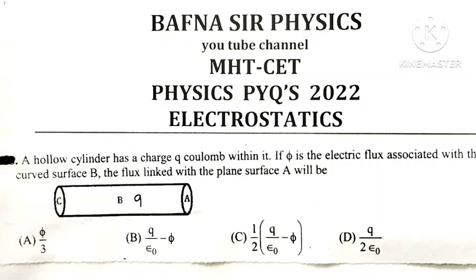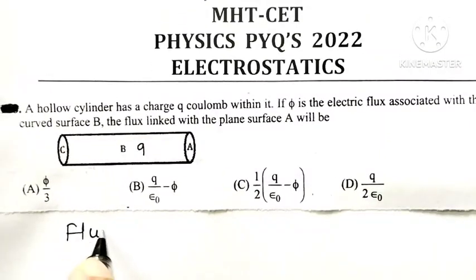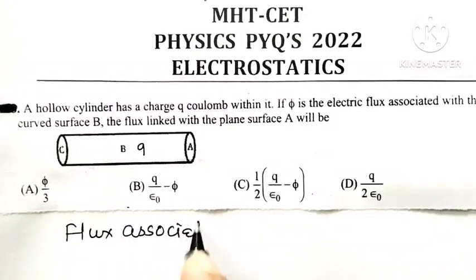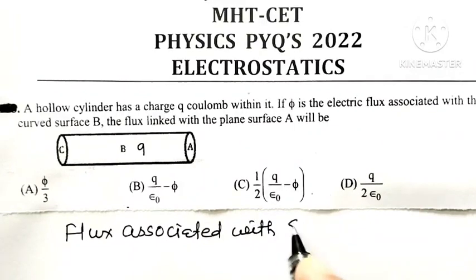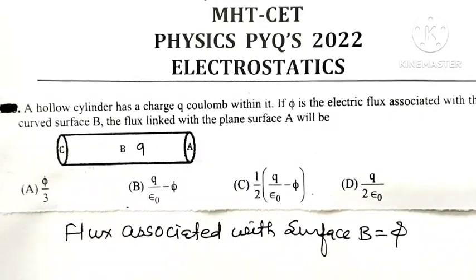Flux associated with the curved surface, or with surface B, which is a curved surface. What is that flux? It was given as phi.